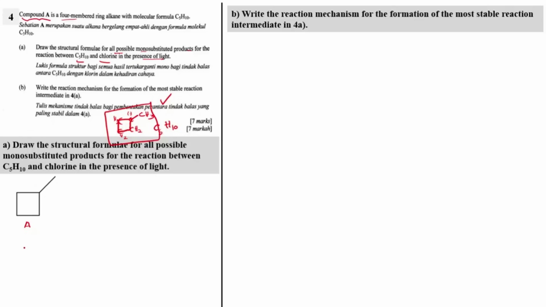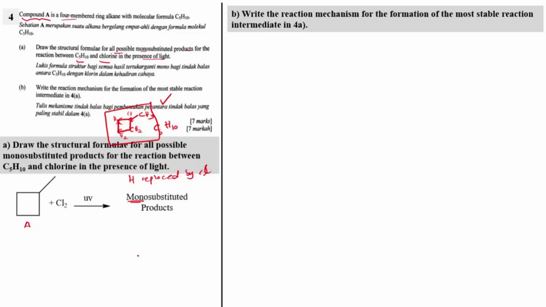And then when it reacts with chlorine in the presence of UV, we're going to get mono-substituted products. Mono-substituted means that one of the hydrogens, it doesn't matter at which position, is replaced by Cl. So that is what is meant by mono. One hydrogen atom is replaced by Cl. So at which position can a hydrogen be replaced by Cl?